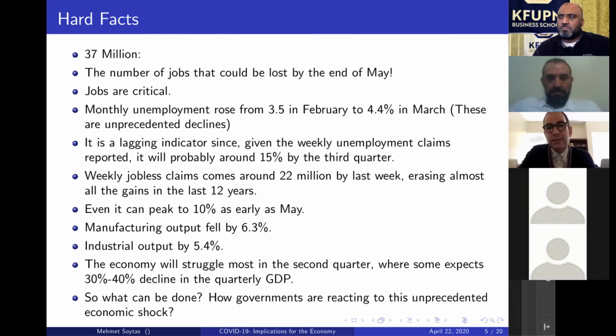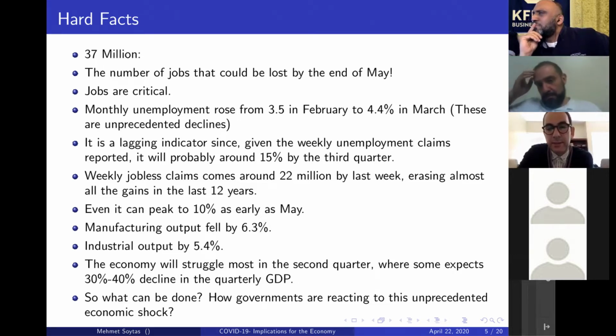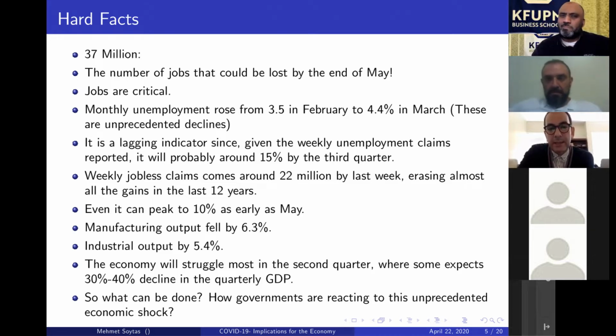Expectations are that around the third quarter, the unemployment rate can go from 15% to 30%. I just put the minimum of those here. That's the number that we are ready to actually see in the labor markets. Okay, and there are also other alarming numbers, like manufacturing output falling everywhere and industrial output falling, and that comes in summary to an economy that will struggle for sure.